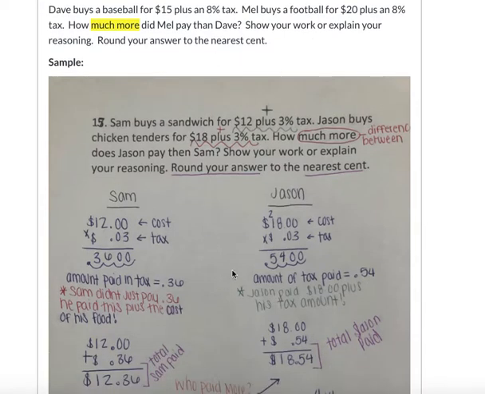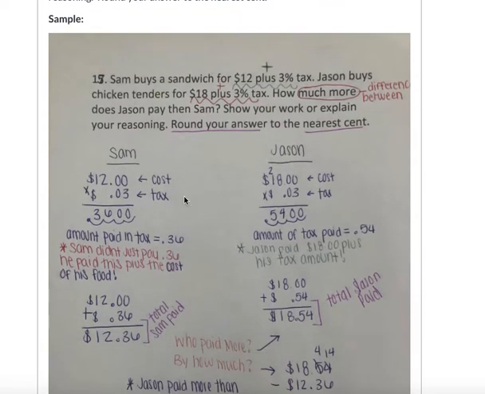Here's a sample problem to set up the same type of problem. Sam buys a sandwich for $12 plus 3% tax. Jason buys chicken tenders for $18 plus 3% tax. How much more does Jason pay than Sam? Show your work or explain your reasoning. Round your answer to the nearest cent. So our answer is going to be to the nearest cent. Remember, when we're thinking about money, that's only 2 decimal places.